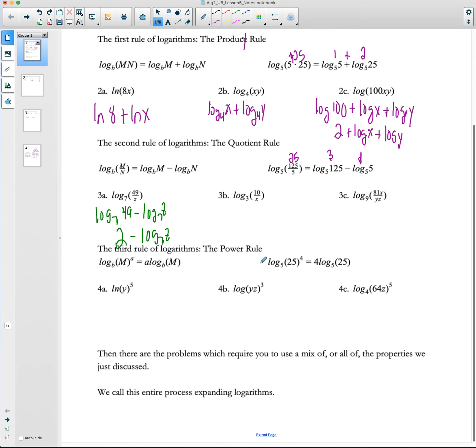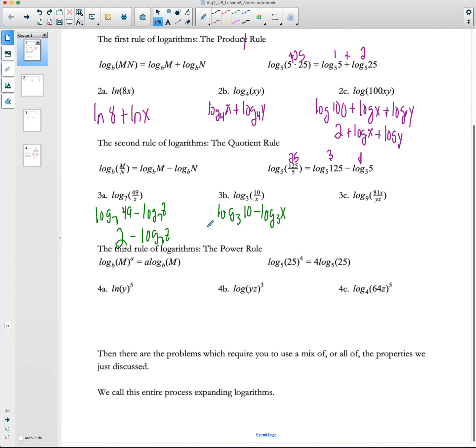Okay, hopefully you saw that 3b was very much like 3a. We have a quotient right here, so I'm going to rewrite this as log base 3 of 10 minus log base 3 of x. And notice I have log base 3 of 10, but that's not an easy simplification. That's not an exact number like 3 or 5 or 1/2 or something like that. So we would just leave it like so.